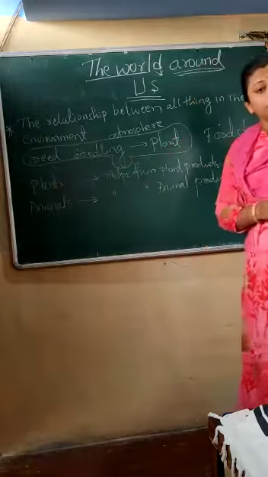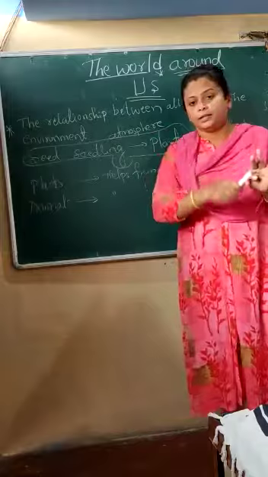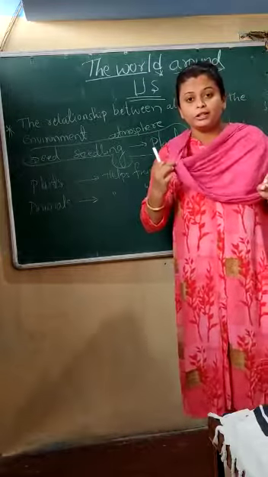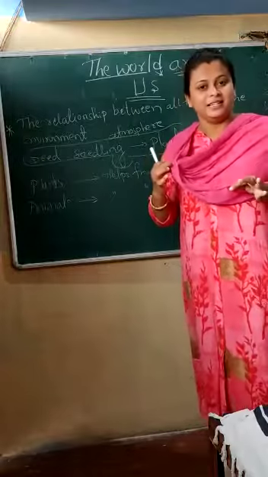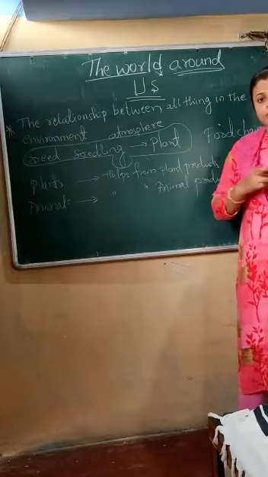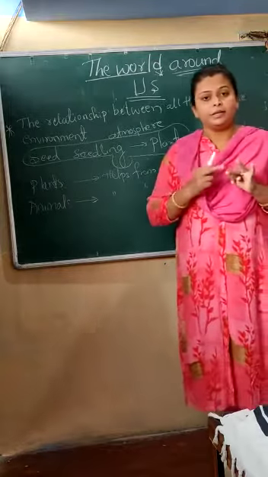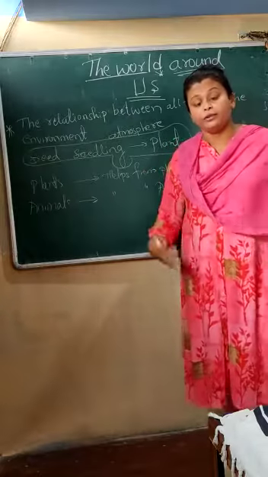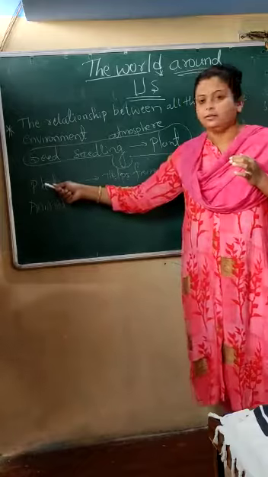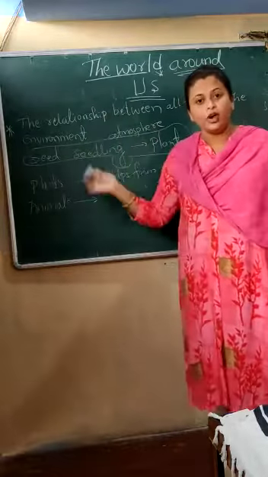Other than that, we get cotton from the plants, we get rubber from the plant, we get paper from the plant. Whatever clothes we are wearing now have all come from plants. It may be the small jute plant, the cotton plant, or some other plants. We get a variety of cloths only from plants.